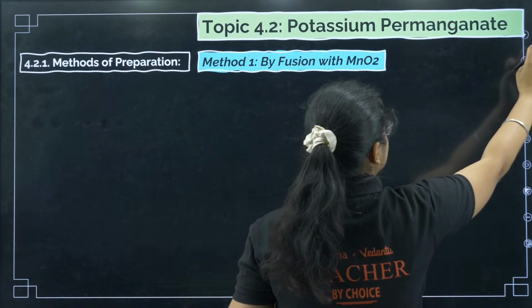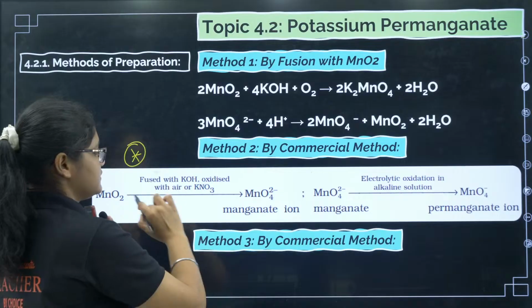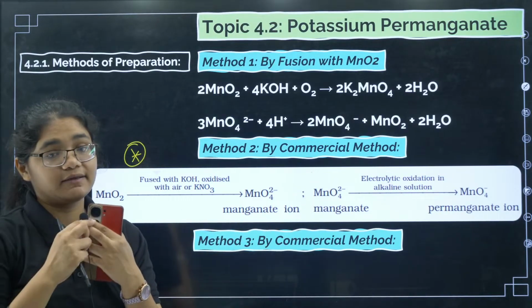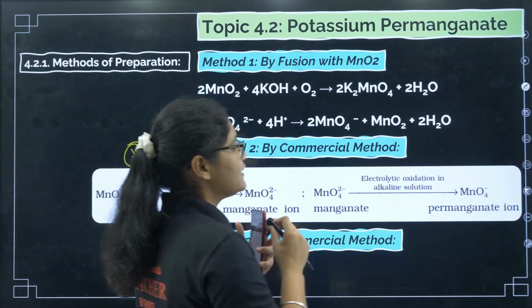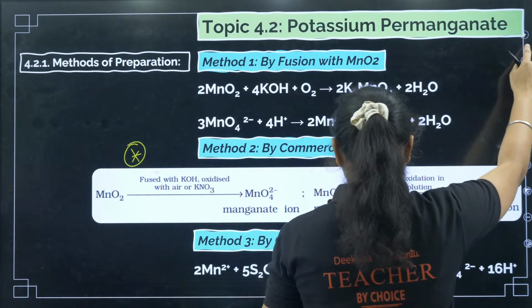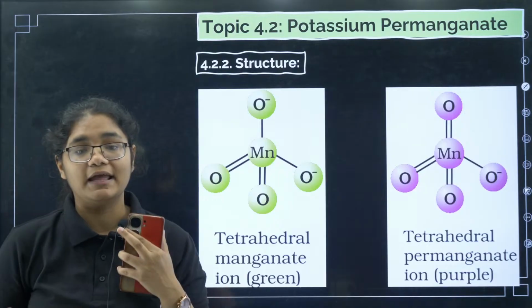You can see the methods of preparation of permanganate. From here also questions are asked. This reaction will be given in the form of fill in the blanks. You have to do this reaction. And next we have the structure of MnO4 minus and MnO4 2 minus.